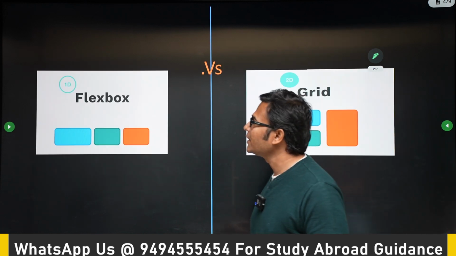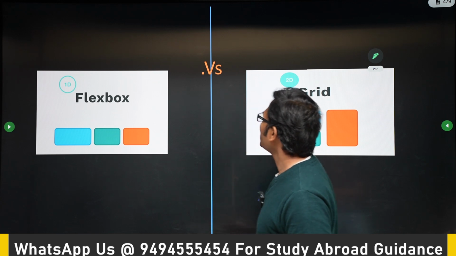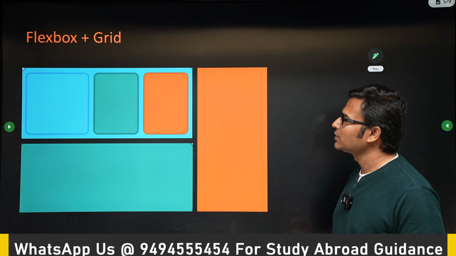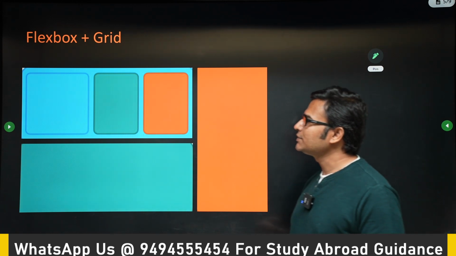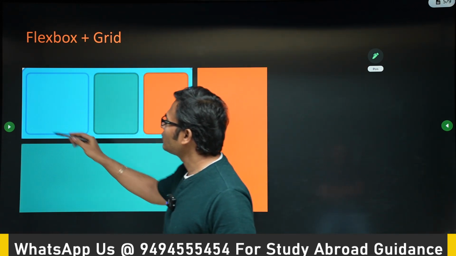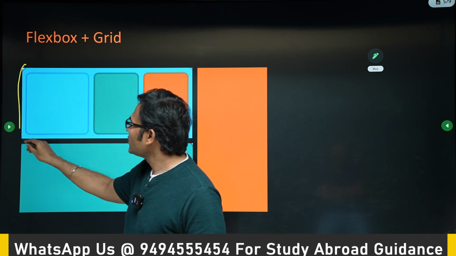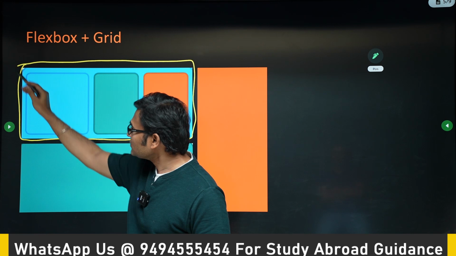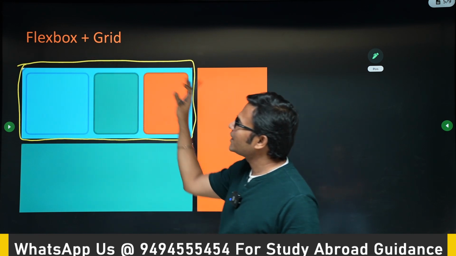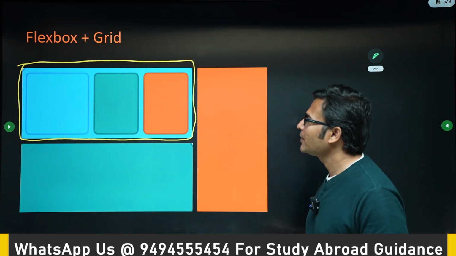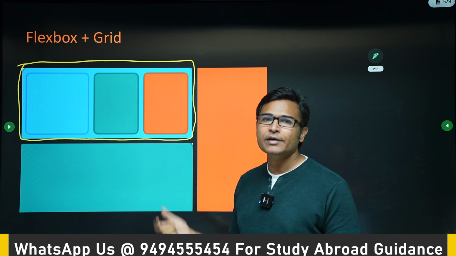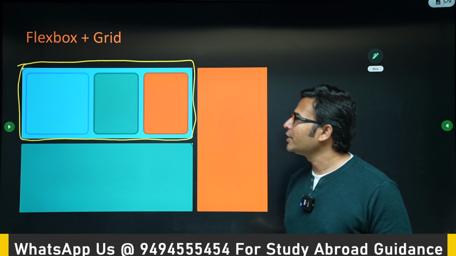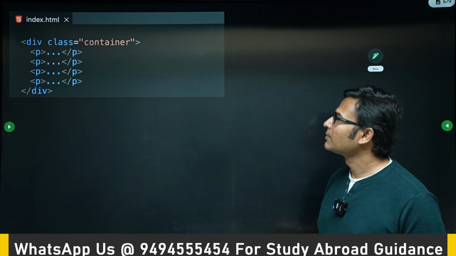So this is a 2D layout and that is a 1D layout. Inside a Grid, there can be a flex. If you look at this, this is a flex box. This flex box is inside the Grid now. So you can have a flex box inside the Grid or a Grid inside a flex box. You can have that also. So a combination of it is used.